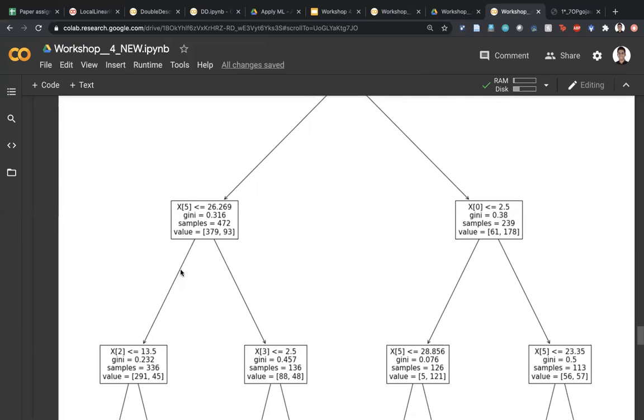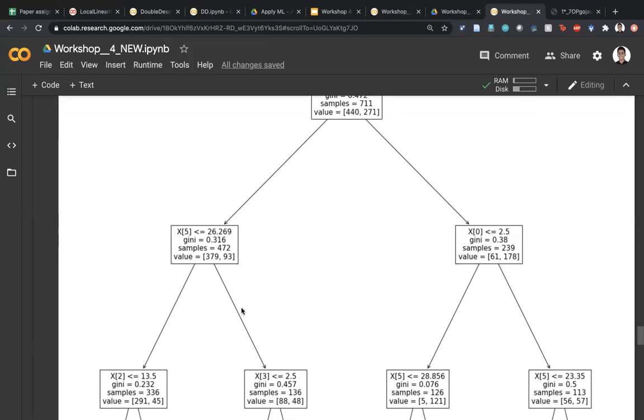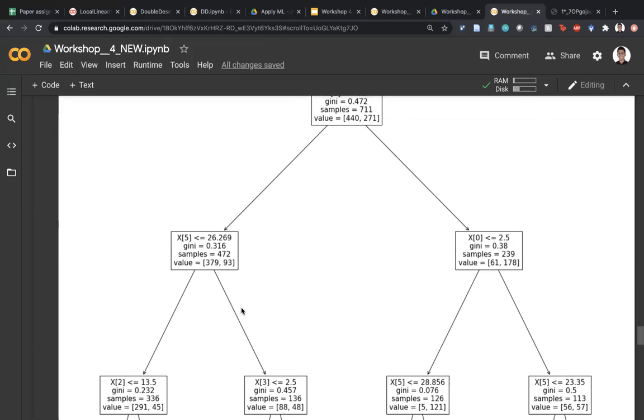That's the top left box on the screen here. What this is saying is that on the left side of this tree, we have 379 values, and on the right side, we have 93 values. On the other side, if you look at the top right box, value equals 61 and 178. That means on the left side of the tree, we have 61 values, and on the right side, we have 178 values. This is pretty useful for seeing how important the question I'm asking is. Is it really getting me a good split?